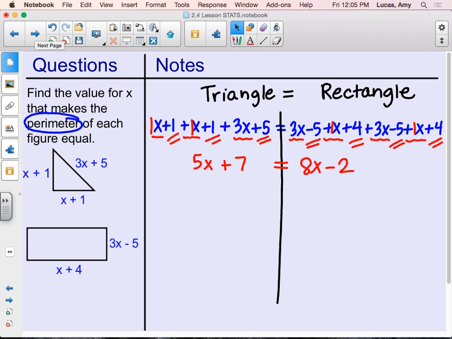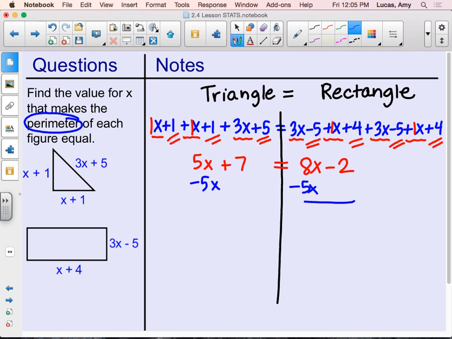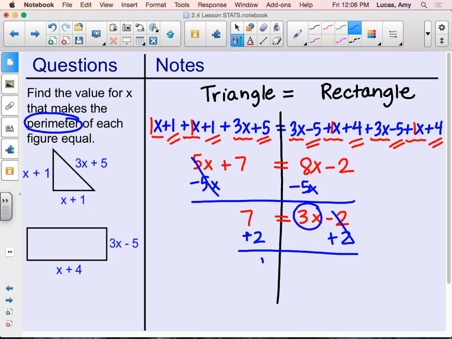Now, let's solve it. So I'm going to subtract away my smaller variable. My 5x is smaller. So that leaves me with 7 equals 3x minus 2. Then I can circle that variable part, add the 2 on both sides. So 9 equals 3x, divided by 3, and 3 equals x for my answer.